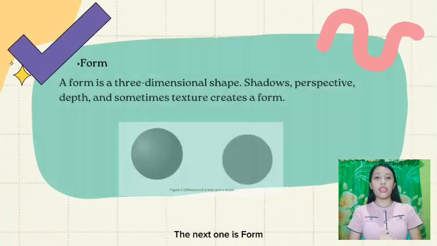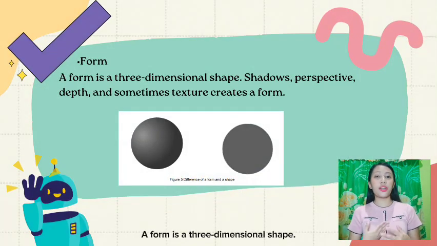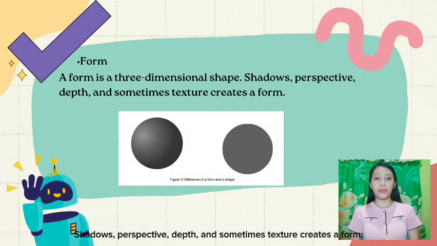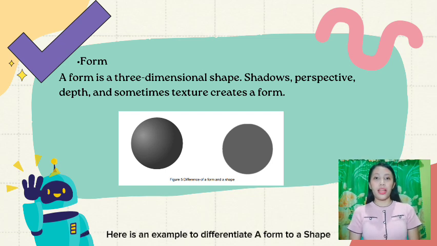The next one is form. A form is a 3-dimensional shape. Shadows, perspective, depth, and sometimes textures create a form. Here is an example to differentiate a form from a shape.